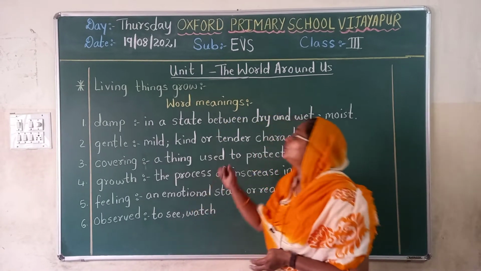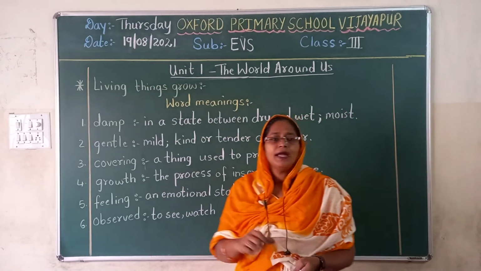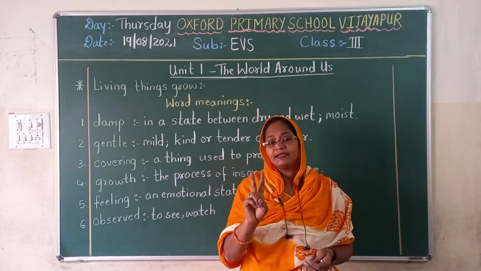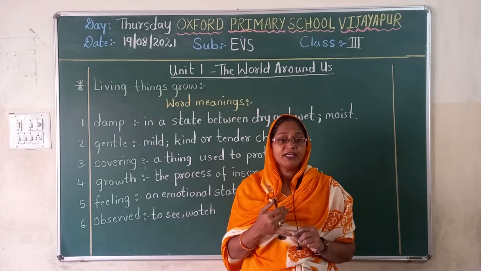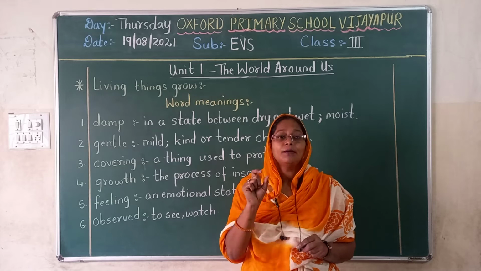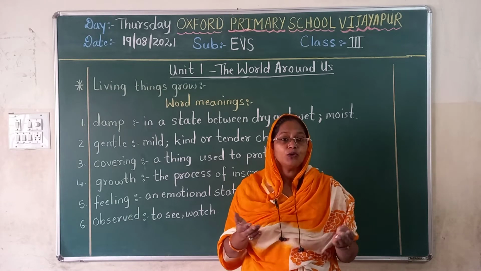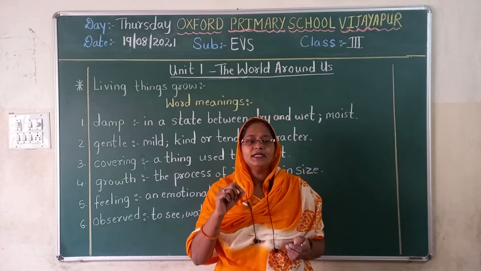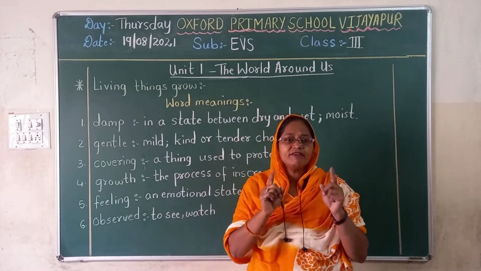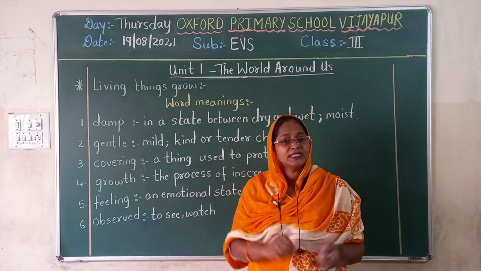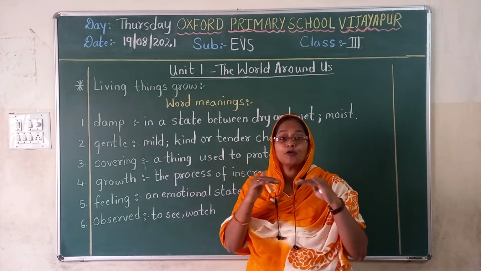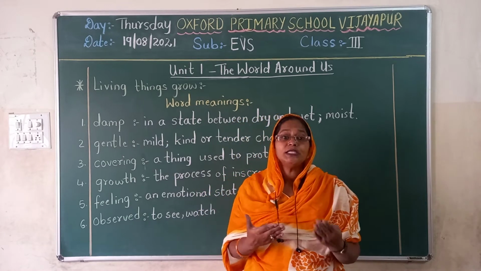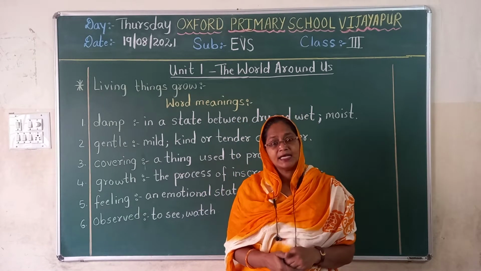Now, in this unit, living things grow. It's a short one, but there also we have two activities. One is the activity of a bean seed. When we put a bean seed in the soil, it grows. The sprout will come, and slowly it gives small leaves and turns into a sapling. But here we are not putting the seeds in the soil. We will do this activity in our next class.